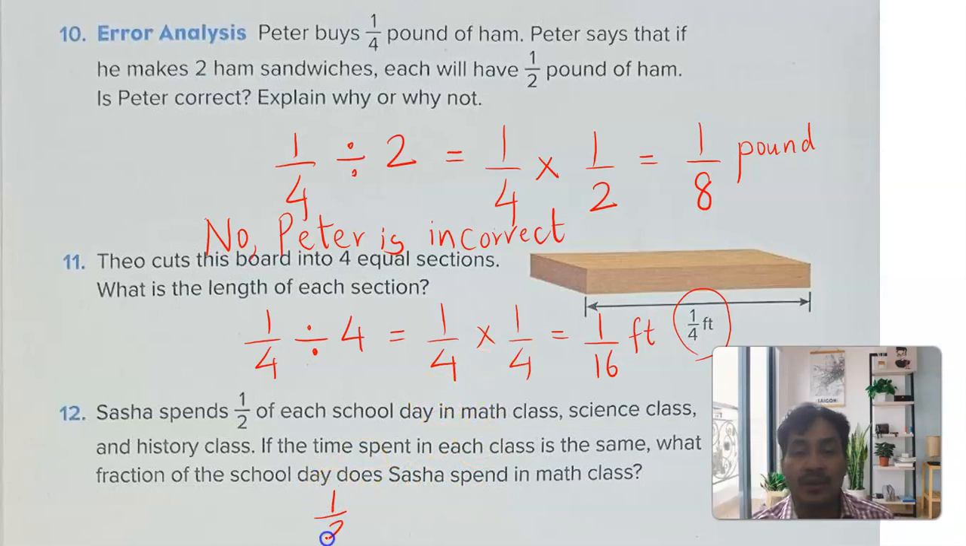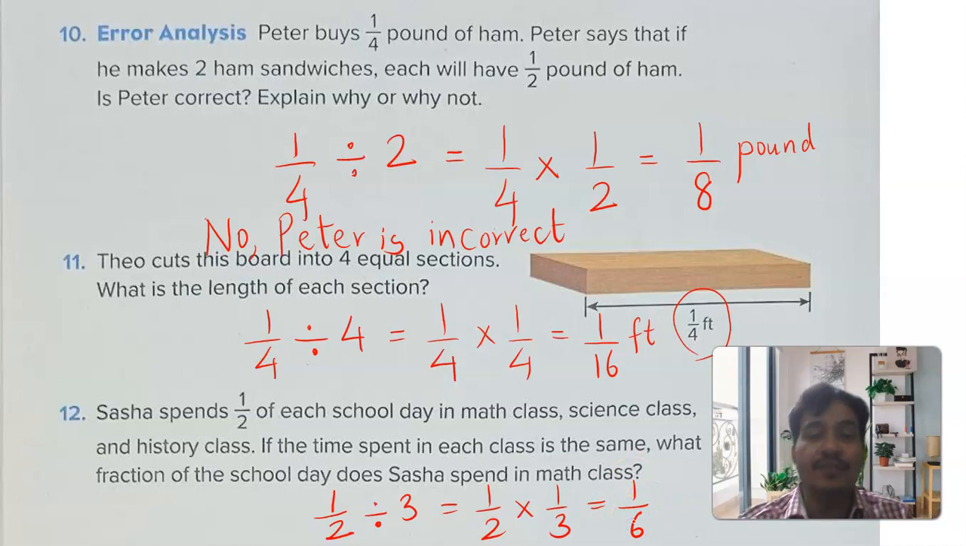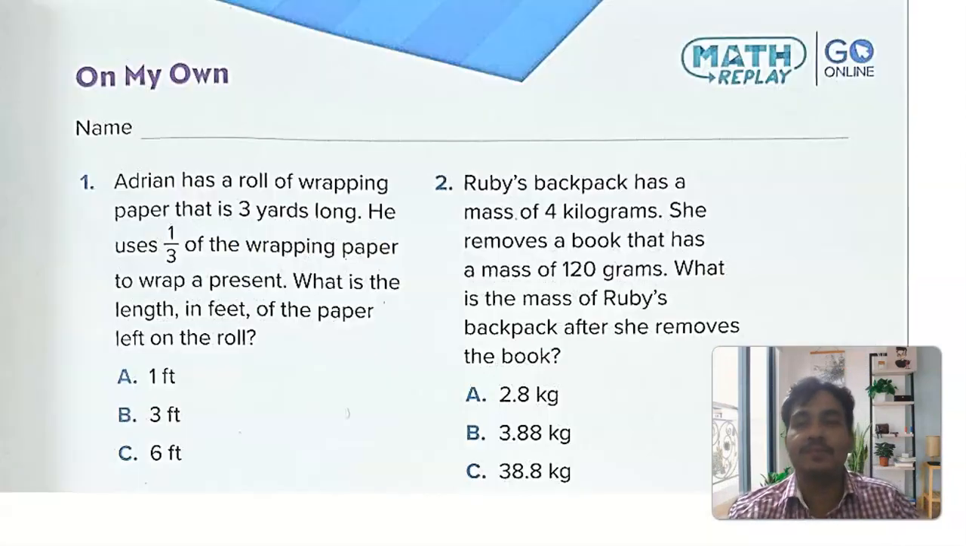So basically you're going to divide half of the day between 3 classes. So half times 1/3. So Sasha spends 1/6 of the day in the math class, also in the science class, and also in the history class. Is that clear? Okay, let's move on to the next one.